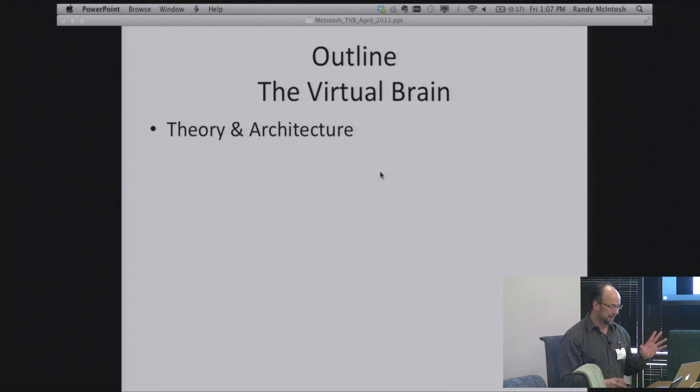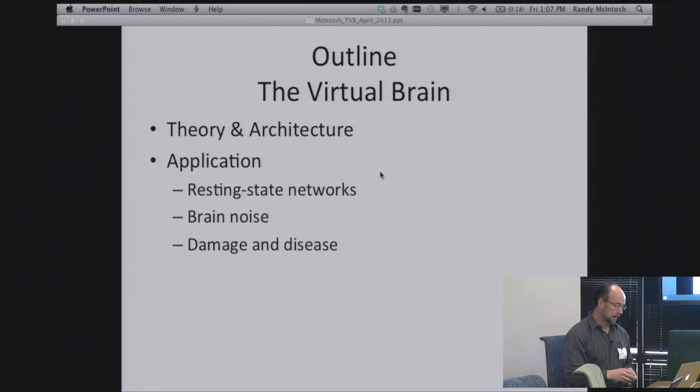So the outline of the talk, basically the first part is talking about the theory and the architecture underlying the platform. And then some applications. The first application looking at what are called resting state networks in the brain. For those of you who know the neuroscience literature, there's been a lot of buzz right now about what your brain is doing when you're not doing anything. And this is called resting state networks.